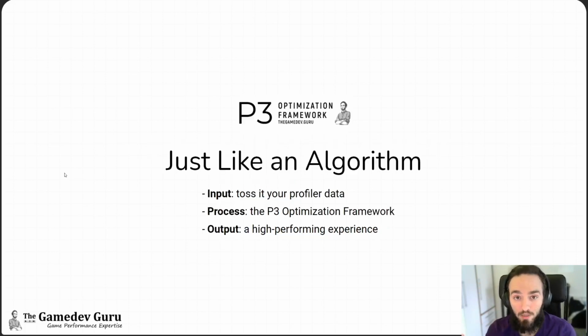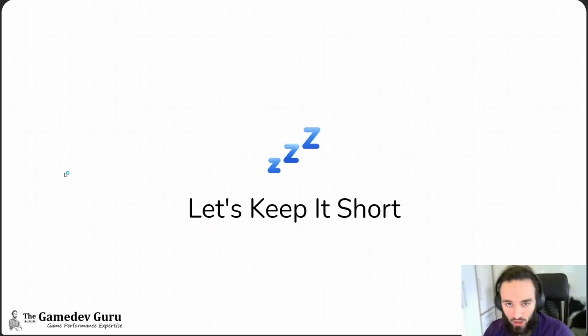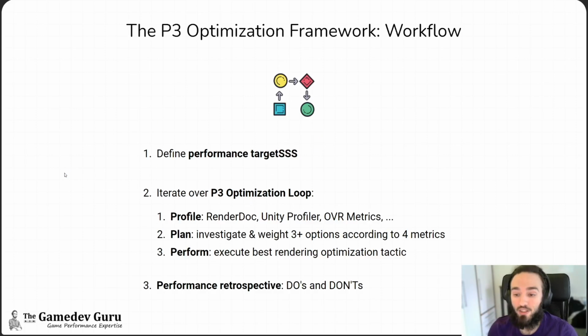Just like an algorithm, you need a process that takes your input, for example, the profiler data that shows the information about your bottlenecks, and gives you an output. It gives you a high performing experience or video game. So let's keep this short, okay? I heard that some people don't like theory, so let's keep it really short. The P3 optimization framework, seen from a simplified high-level overview, is this.